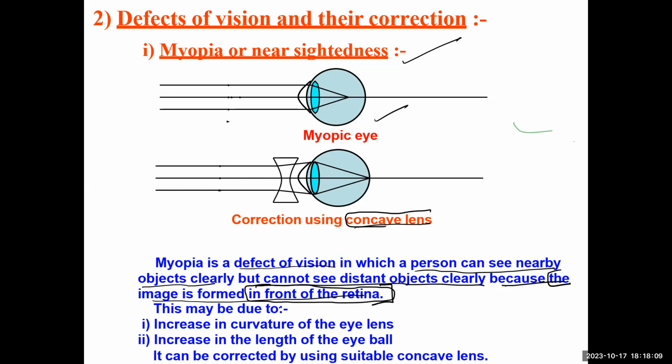Now, how can we correct it? First, how does this occur? It may be due to an increase in the curvature of the eye lens. Why does myopia come? It is mainly because of an increase in the curvature of the eye lens. The next one is an increase in the length of the eyeball. This is the second reason why a person suffers from myopia.